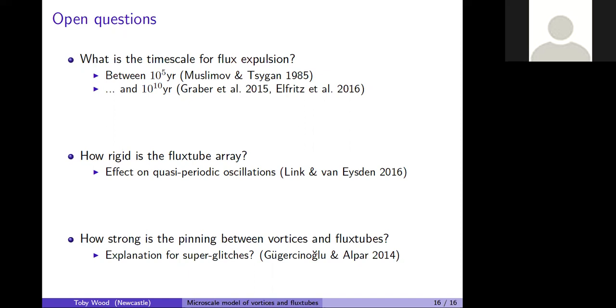And as has also been mentioned a couple of times earlier this week, to explain the biggest glitches that we see in some pulsars, it seems as though you must invoke some kind of pinning within the outer core of the star, pinning between the neutron vortices and something. Maybe it could be pinning of the vortices to the flux tube, but it really depends on how strong that pinning is. And the only way to evaluate that is with a fully dynamical model. You can't just solve for one component. Really.